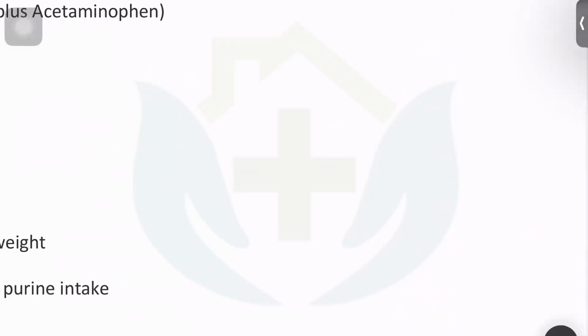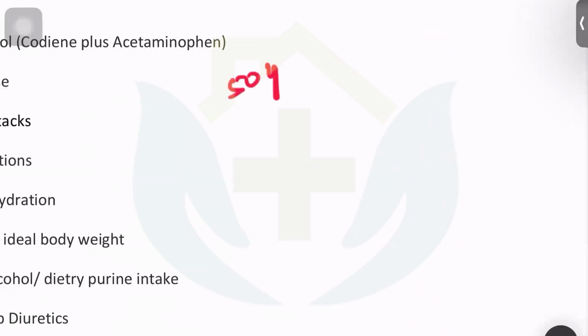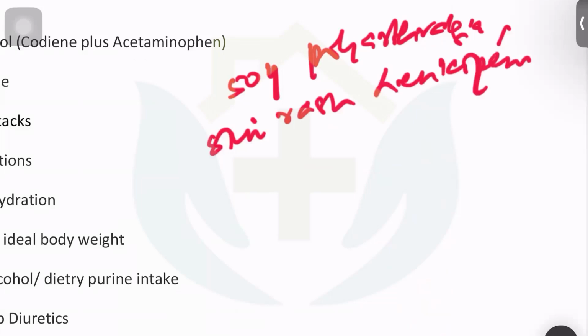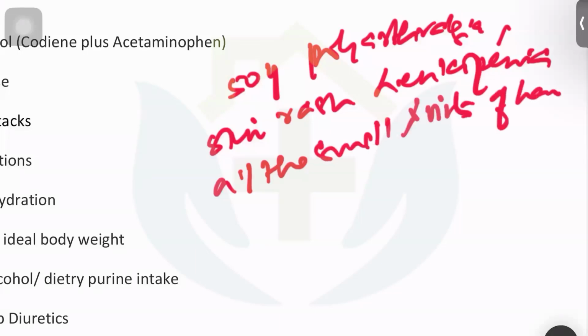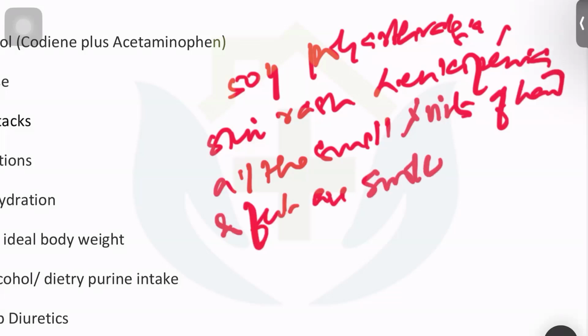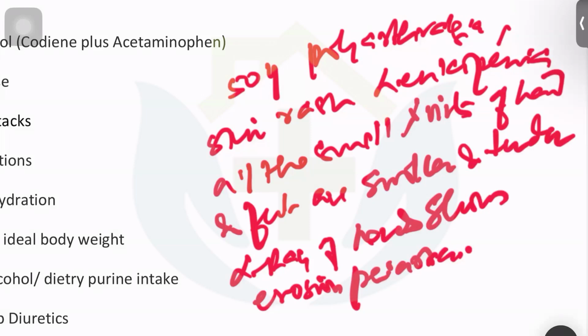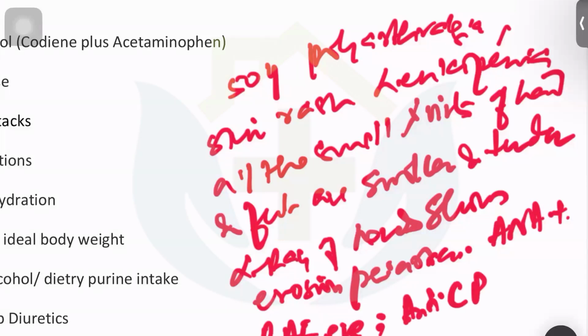So, usually the question comes like this, that there is a 50-year-old female coming with polyarthralgia, skin rash, leukopenia, all the small joints of hand and feet are swollen and tender. X-ray of hands shows erosions, periarticular region. ANA is positive. Rheumatoid factor is positive. Anti-CCP is positive.